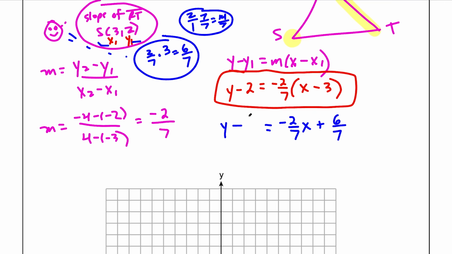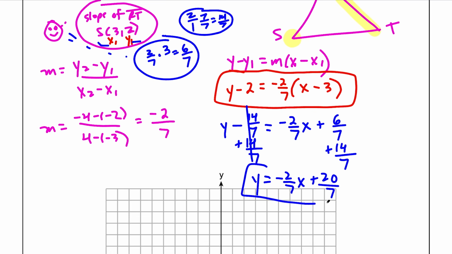So I would have y minus 14/7, and if I want to solve this for y equals, I just add 14/7 to both sides. So I would have this, and now this will cancel out, and we'll have y equals -2/7 x plus 20/7 after we do 6 plus 14. So this would also get you full credit, but once again, it's not worth the risk.